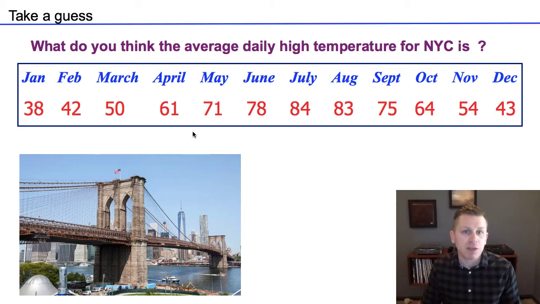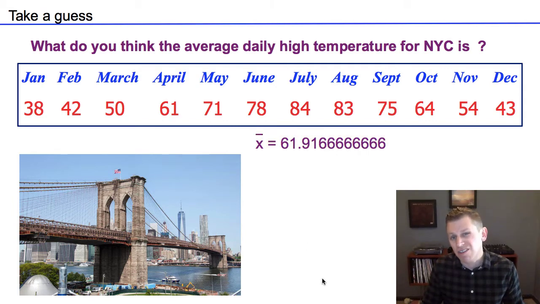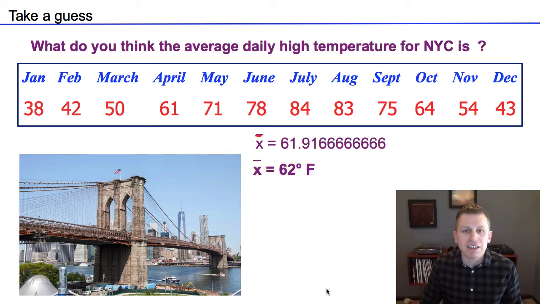Well, to find the average, what you have to do is sum all of the items and then divide by how many there are. There are 12 months here, so you sum all these numbers, divide by 12, and your calculator should tell you something like this. This symbol here, x with this line on top, we call x bar. This is the symbol for average. And if I round this to the nearest degree, I can see that the average high temperature in New York City is about 62 degrees.